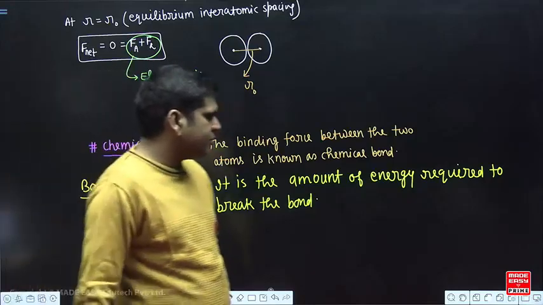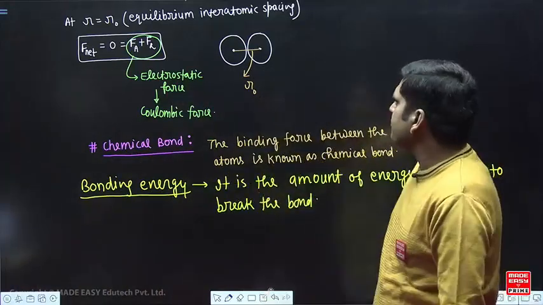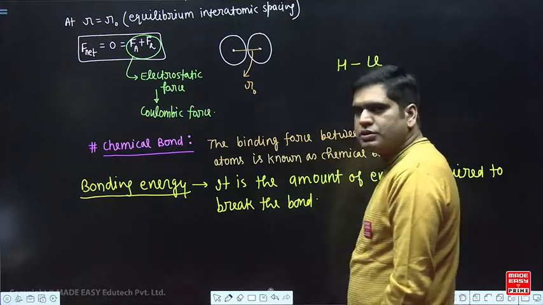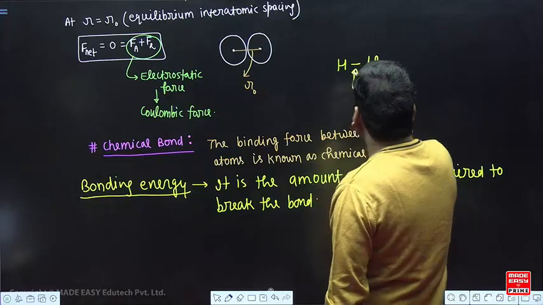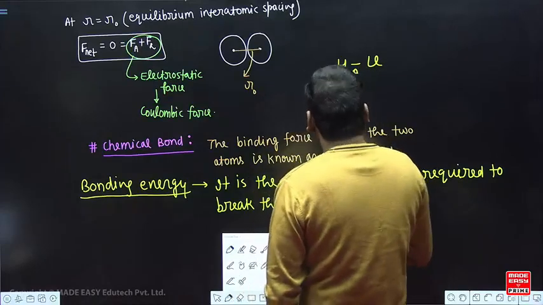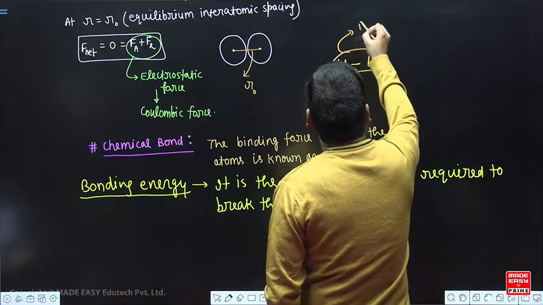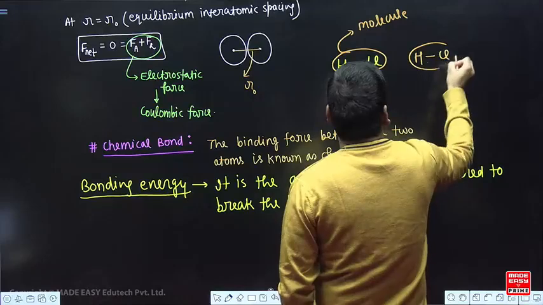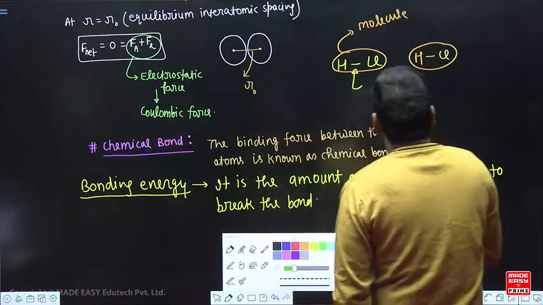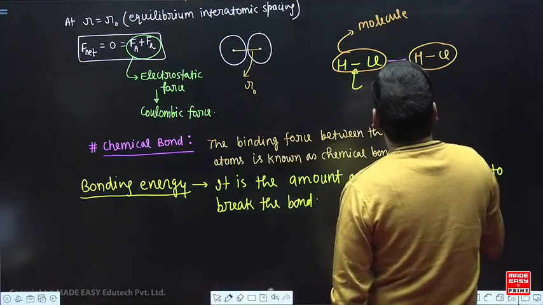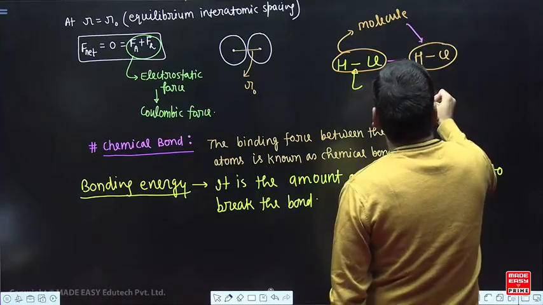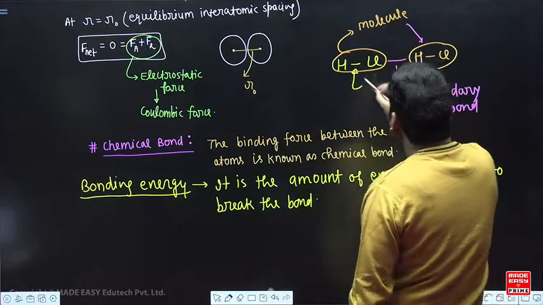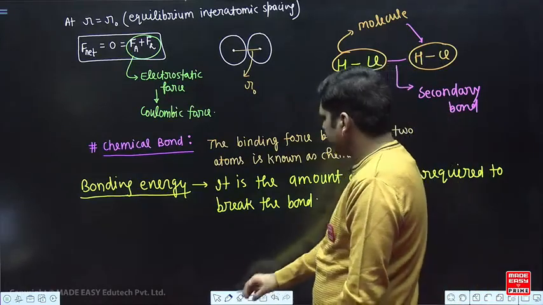We are having two types of chemical bond. One, when the bond is formed between two atoms like hydrogen and chlorine. These are two atoms. So a bond has been formed between these two atoms. So it has become a molecule. Now suppose one molecule and another molecule attract each other. So if any bond is formed between two molecules, then it will be known as secondary bond. And if a bond is formed between two atoms, it is known as primary bond.